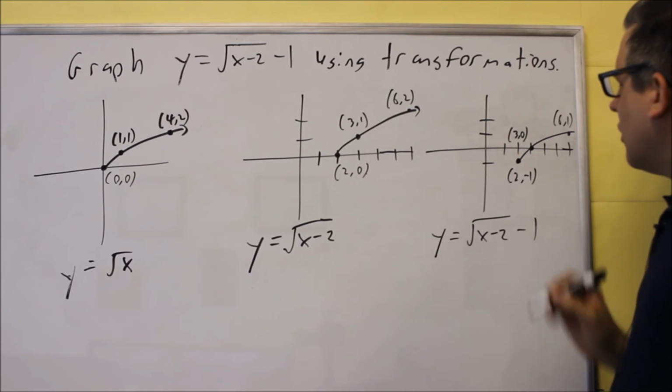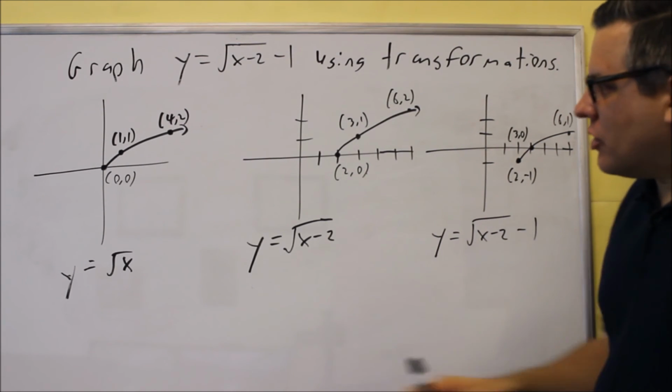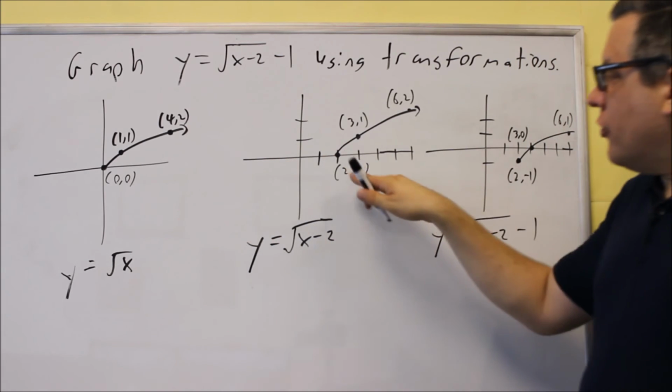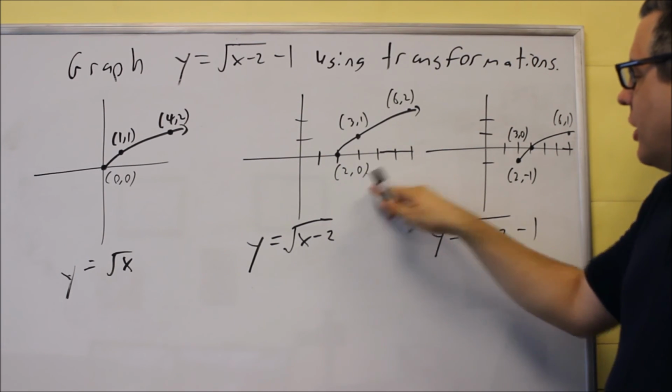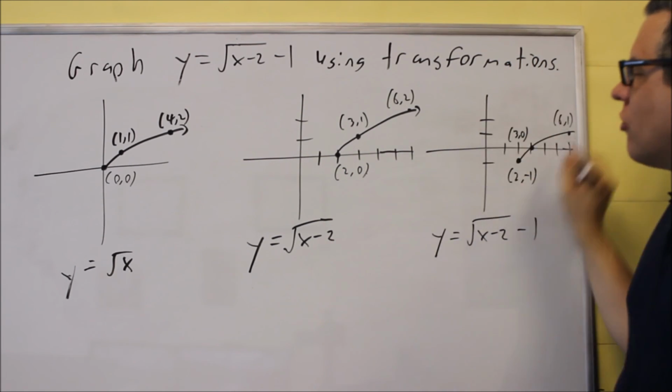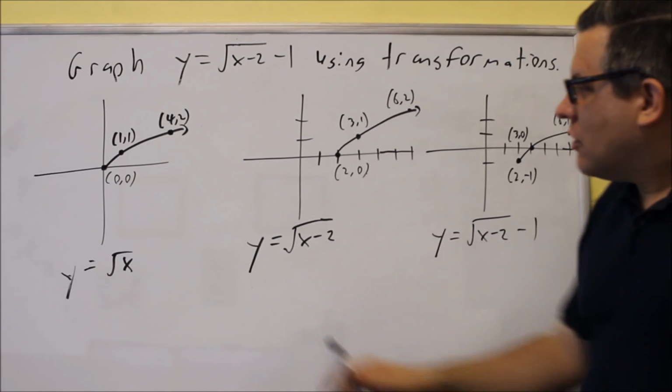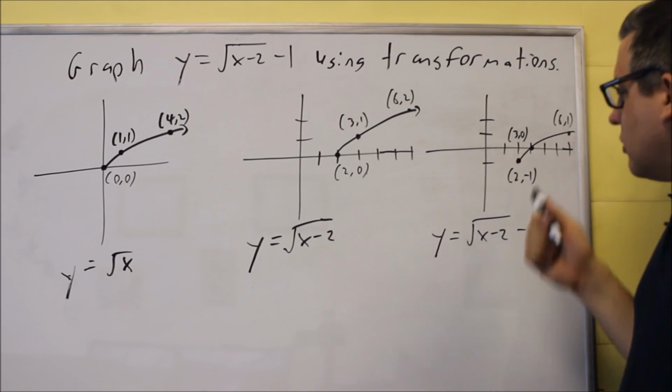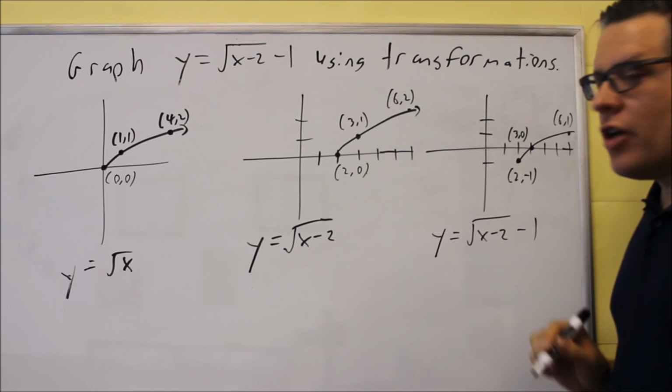So here's what your final graph is going to look like. We started with the graph here, moved it 2 places over to the right, and then we moved it down 1 unit. This final graph here, this is your final answer. Starting with that, 2 places to the right and down 1 unit, this is what your final answer looks like.